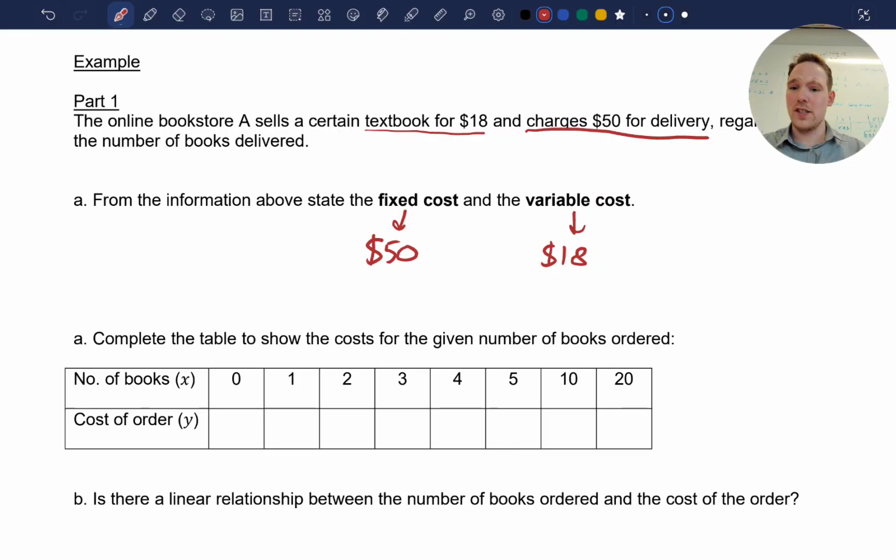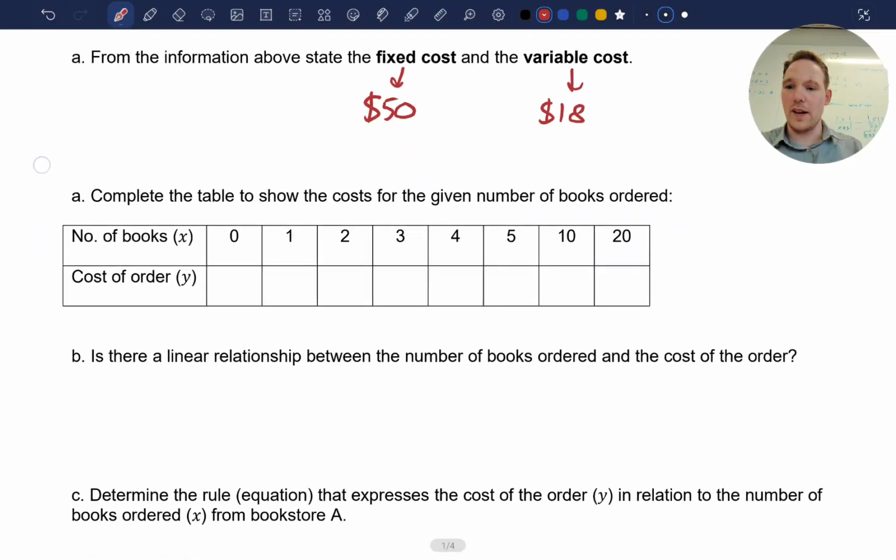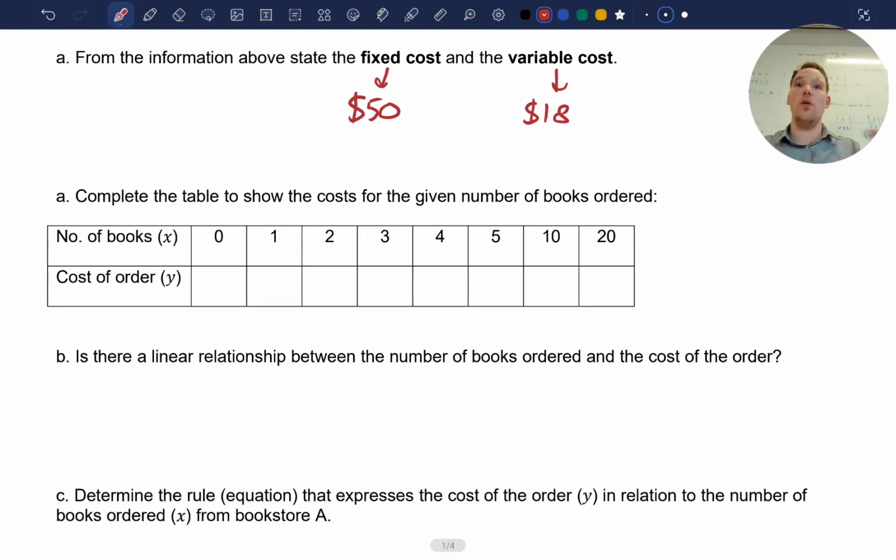Then let's complete the table to show we know what we're doing. If I buy no books whatsoever, I still need to pay that fixed cost of 50. Then if I add one book to it, I add 18, so we get 68. And then we add 18 again. Class, what do we get if we add 18 again? 86.